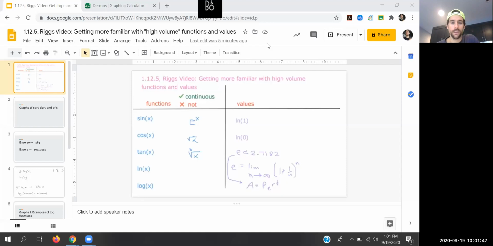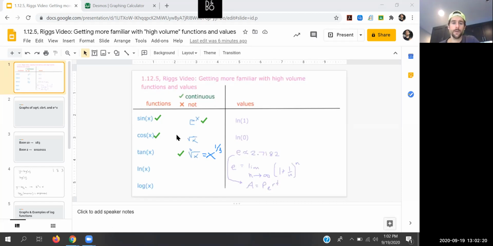I want to start with breaking down the functions we're going to look at. All these right here, we're going to explore a little bit deeper in this video. Just a heads up that sine, cosine, e to the x, and the cube roots are all continuous functions. They have no discontinuities, and they're defined for every x value on their domain. And a reminder, I can write the cube root of x as x to the 1/3 power.